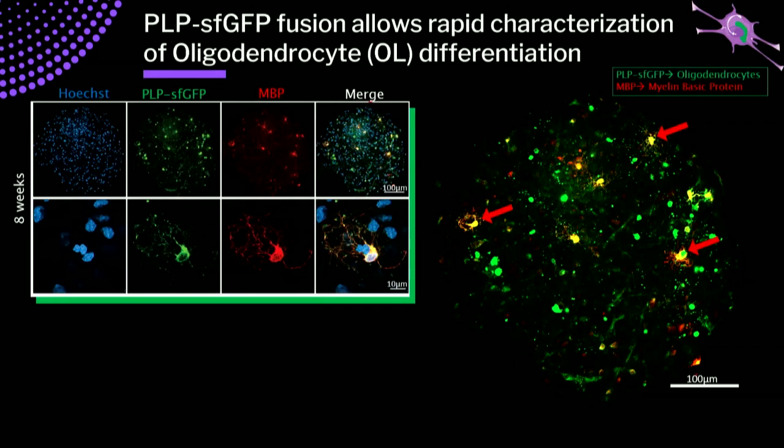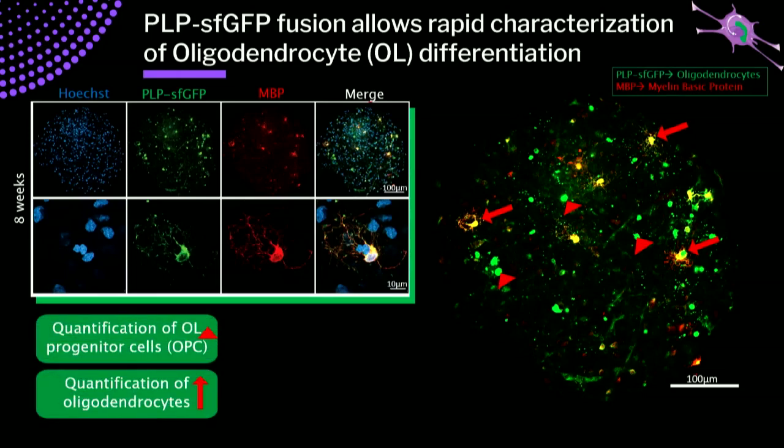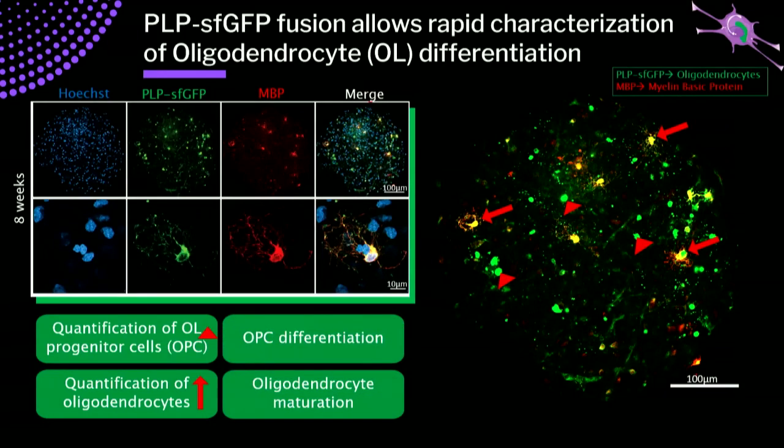This is oligodendrocytes when they are with MBP and the endogenous. So you can see processes compared to, for example, the progenitor cells. Okay, so these have few or no processes. So these are OPCs. This way we can quantify oligodendrocyte progenitors and oligodendrocytes. Also, in real time, we can screen the differentiation of the OPCs as well as the oligodendrocyte maturation.